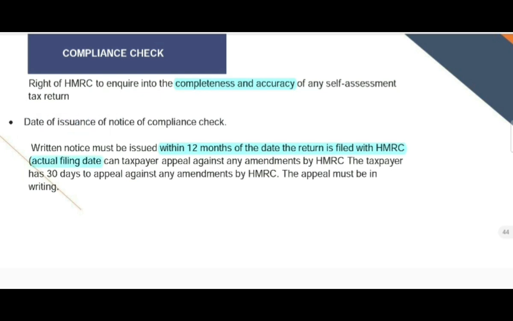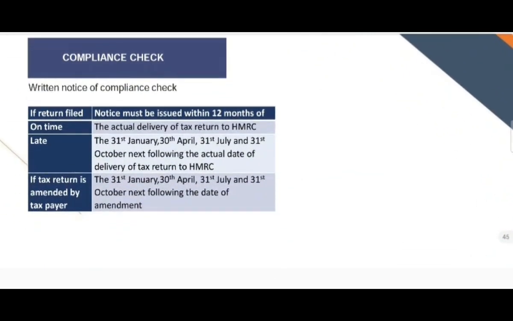Now the question is, can a taxpayer appeal against any amendment by HMRC? The answer is, the taxpayer has 30 days to appeal against any amendment by HMRC. The appeal must be in writing. Written notice of compliance check.